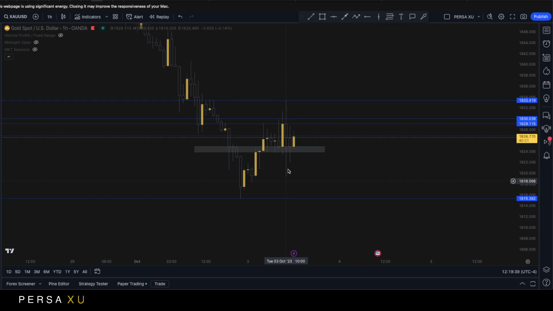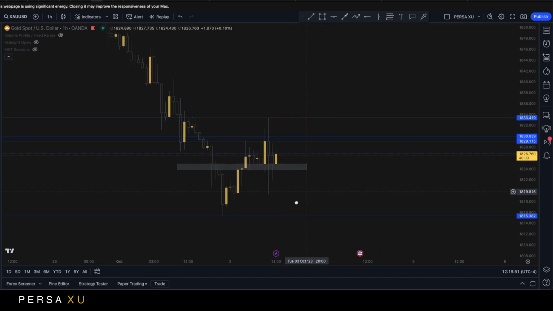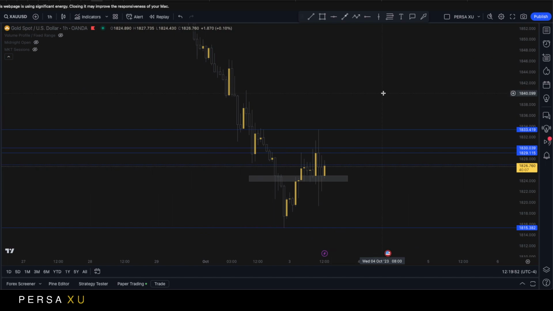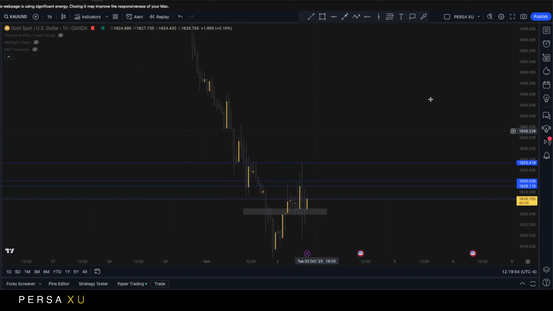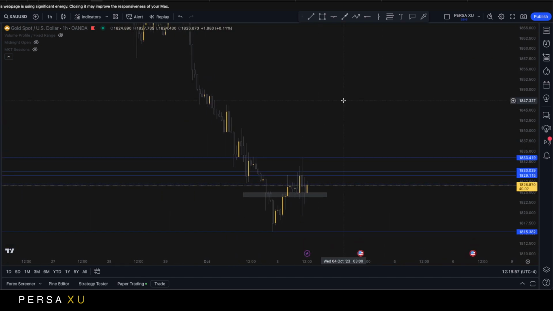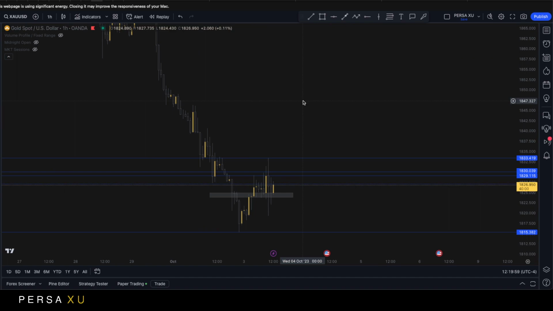So that wick, to my interpretation and my understanding, is just liquidity grabs of all of this area to go higher. And why does it want to go higher? Well, not only does it have to, if it wants to keep going down, right? Not only that, but we could anticipate some of the news.